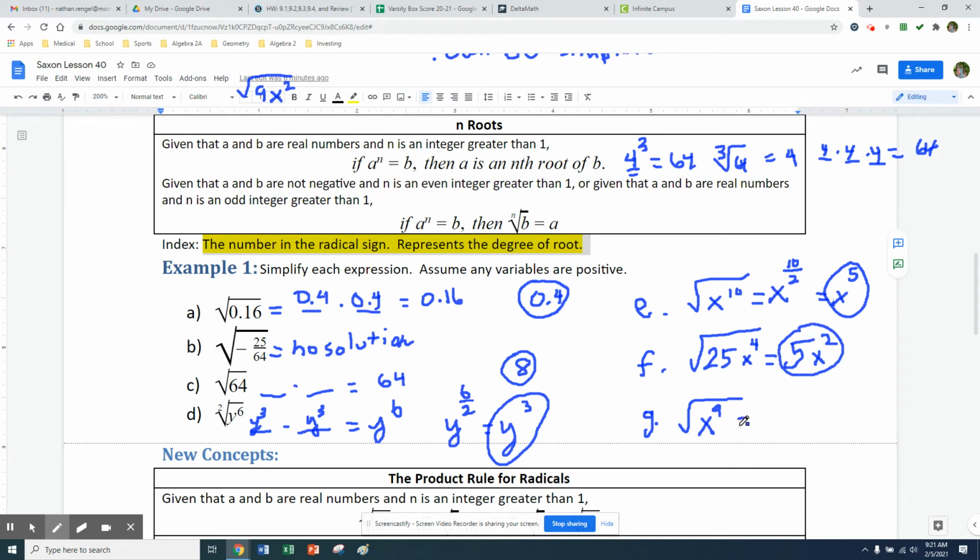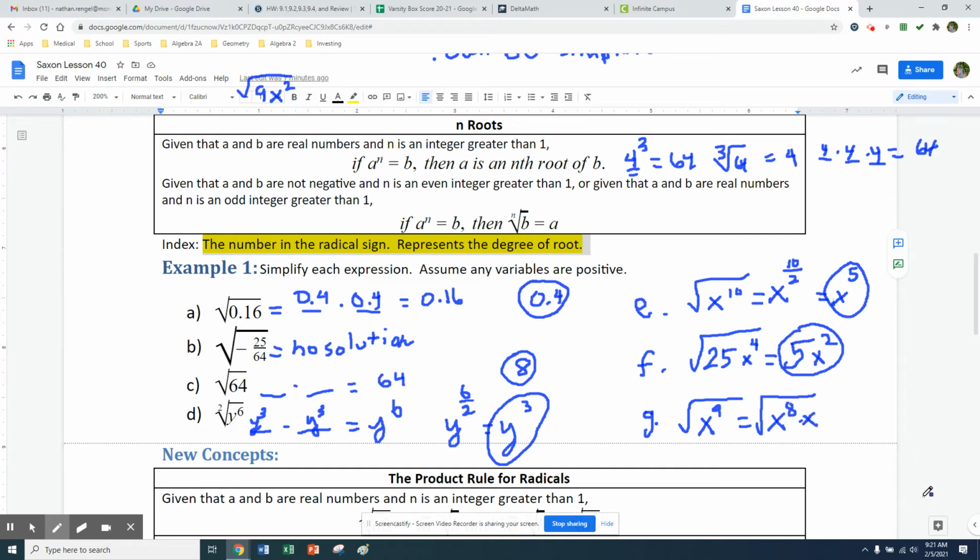Now lastly, we get the square root of x to the 9th. Now you're looking at 9, and if you cut 9 in half, you get 4 and a half, but we need to have integer answers when we're starting to do these square roots. But what we're going to do when we have an odd exponent is think of x to the 9th as x to the 8th times an additional x.